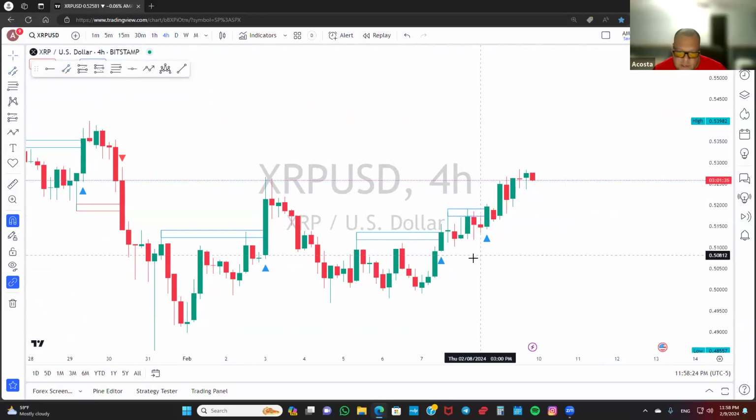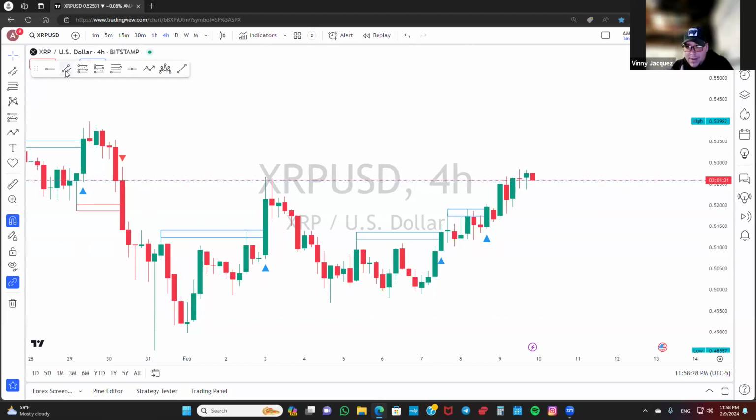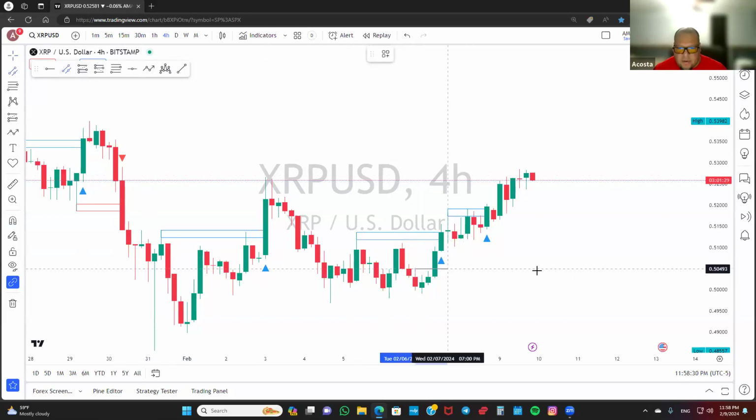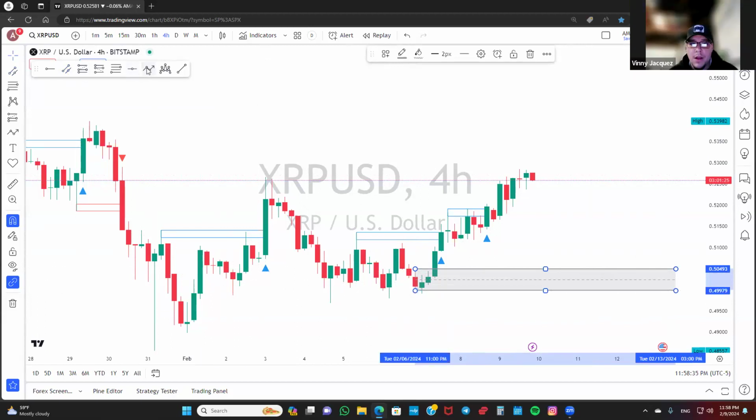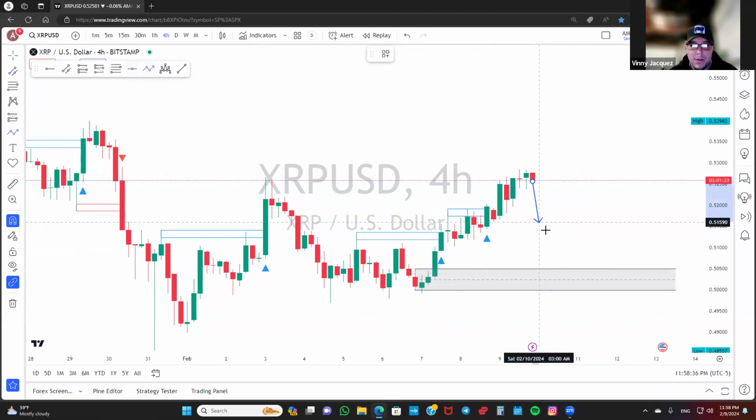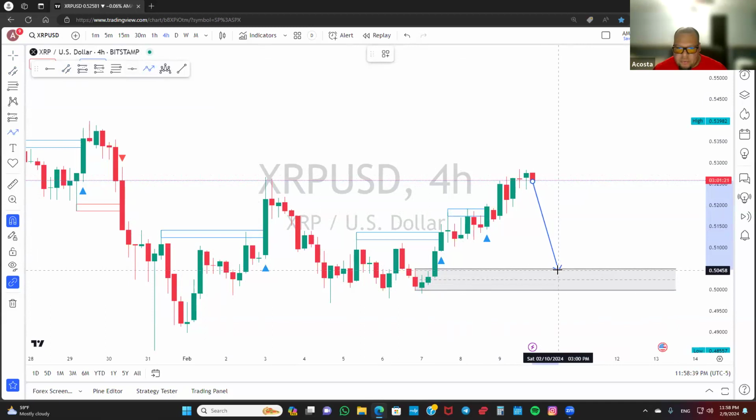All right. So then the lower one, oh, right here. We got another one right here. Got another one right there. Same thing. We just wait for pullbacks.